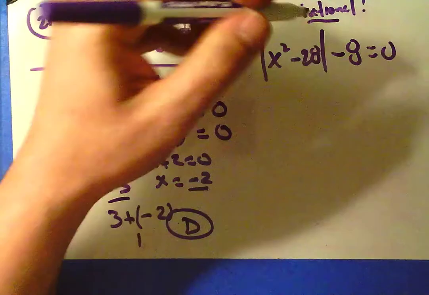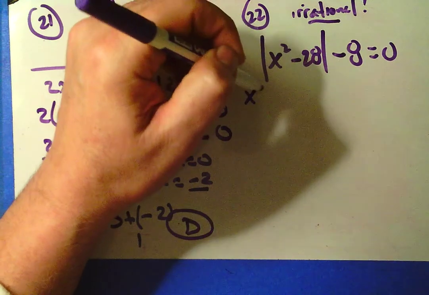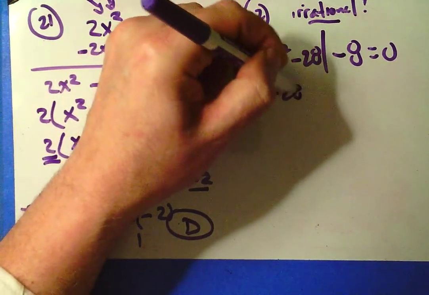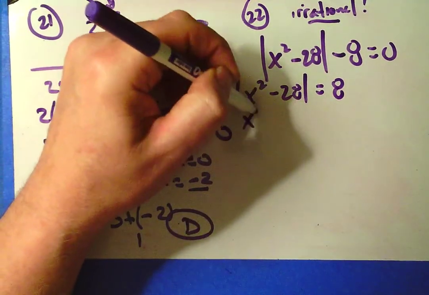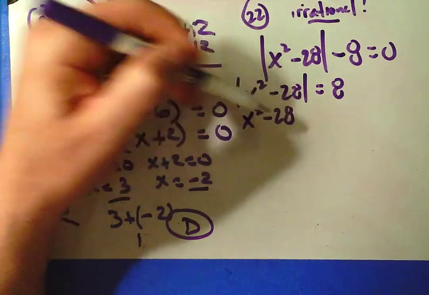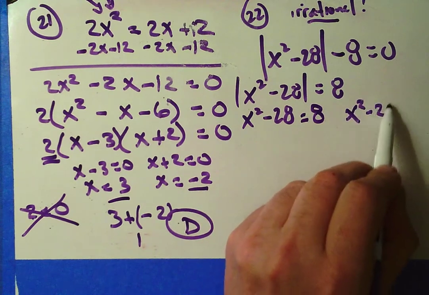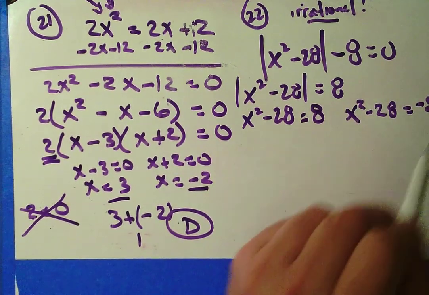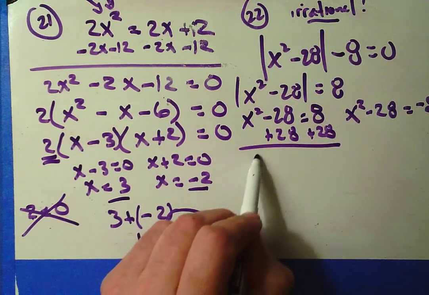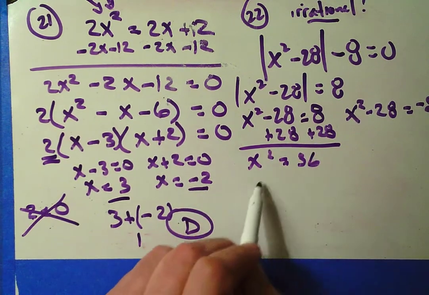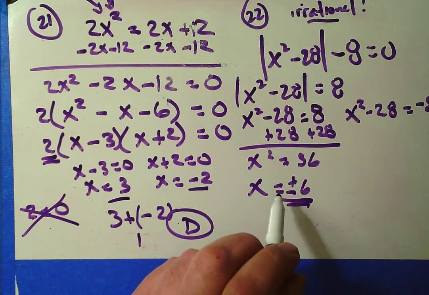So let's see what we get here. Remember, with absolute value, we have to actually isolate the absolute value before we write the positive component and negative component. So the positive component, x squared minus 28 equals 8, and x squared minus 28 equals negative 8. So if I add 28 to both sides, I end up with x squared equals 36, where x equals plus and minus 6. That's not irrational. That's not what they're asking for.